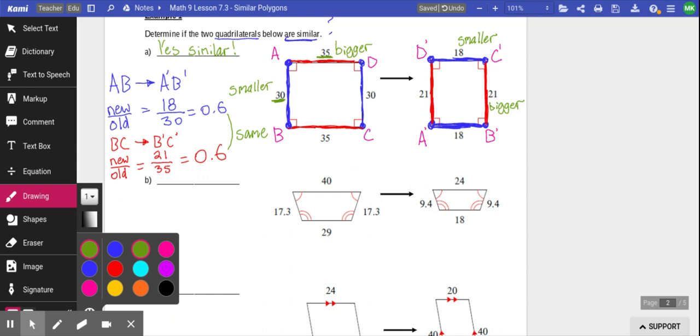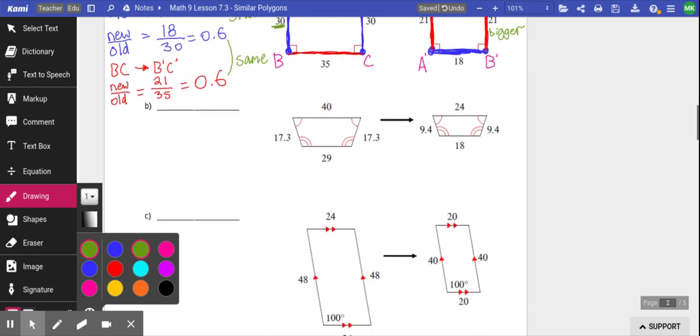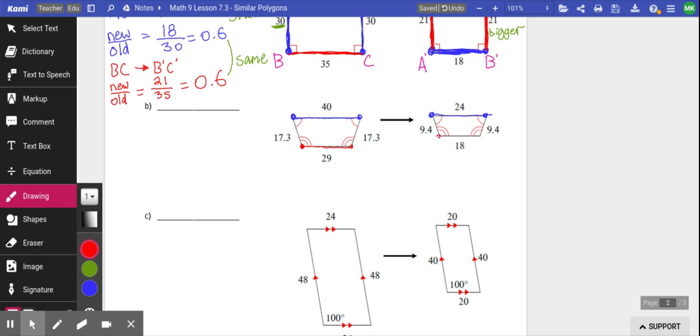If we look at question B, the first thing I want to do is make sure I'm matching up the sides properly. This one's pretty easy to tell that it's properly set up. So the longest side is the top. If I look over here, the longest side is still the top. That's good news. If I look at the bottom, that should be my shortest side. And again, it is the shortest side. The third side that we have is these side lengths. They're going at the same angle and matching up over there.